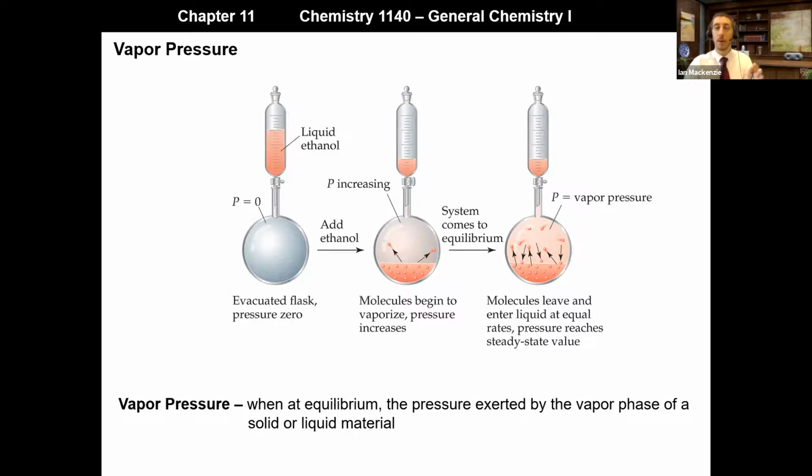So when at equilibrium, the pressure exerted by the vapor phase of a solid or liquid, this can occur for solids, although much more rare, it's generally very, very small. This is known as the vapor pressure.